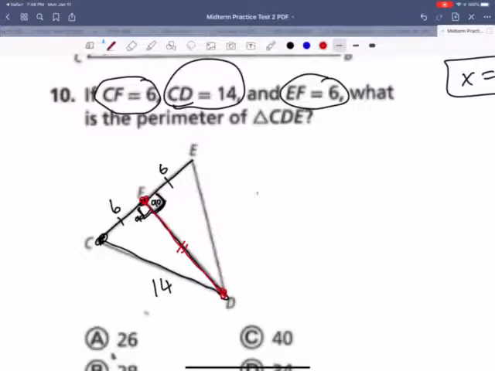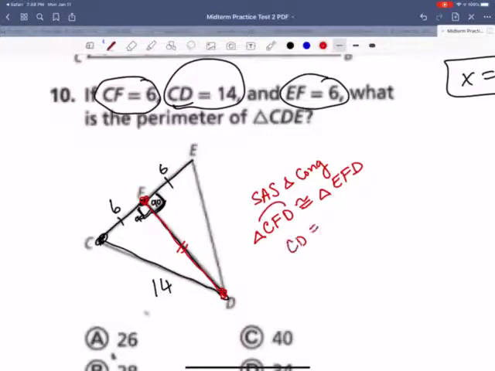So based on side angle side triangle congruence, it looks like this triangle on the right, CFD, is congruent to this triangle on the left, EFD. So this tells me first and last, CD, which is 14, should match first and last, ED.